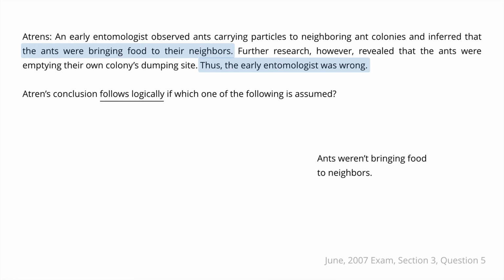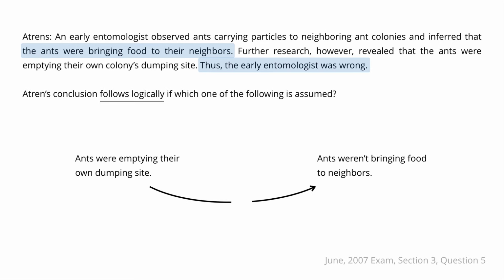What's the support he offers? Well, there's this research that shows that the ants were emptying their own dumping site, right? So they were actually taking their trash over to their neighbors. Okay, so here's the argument. Atrin is saying the ants weren't bringing food to their neighbors. And the reasoning given is he's saying they were actually bringing trash over to their neighbors. And every time I'm asked to evaluate an argument like this, I know this support does not guarantee this conclusion. I'm not going to give it away here just yet.